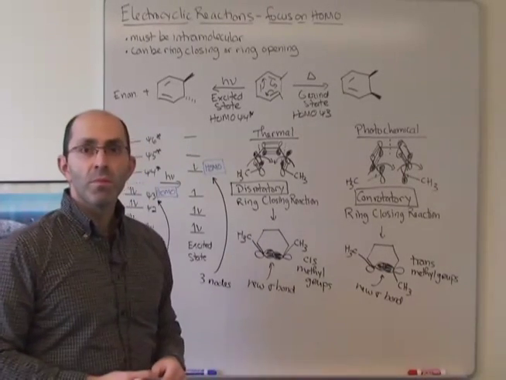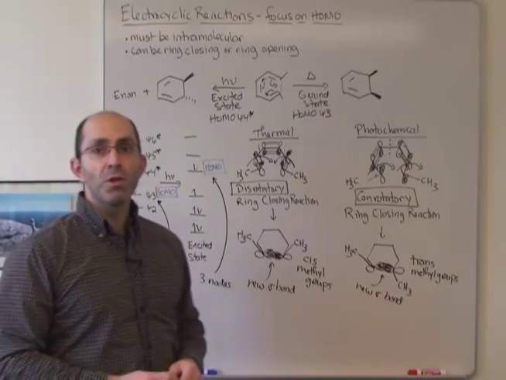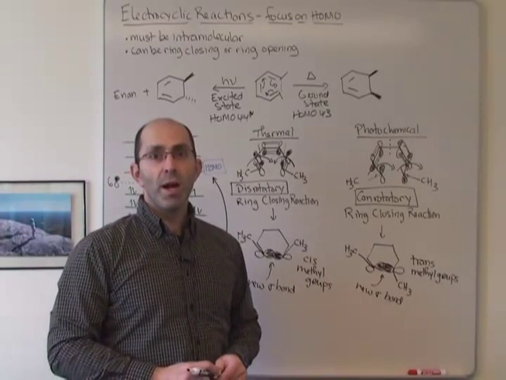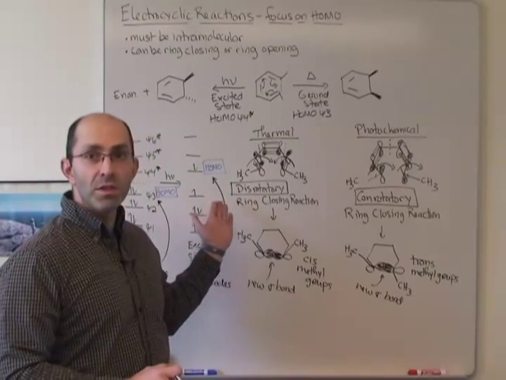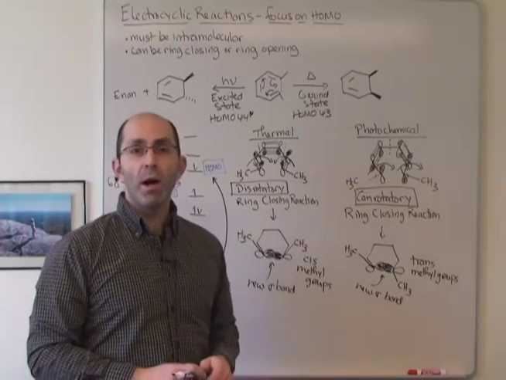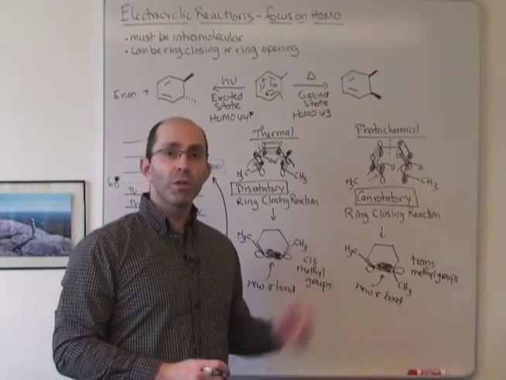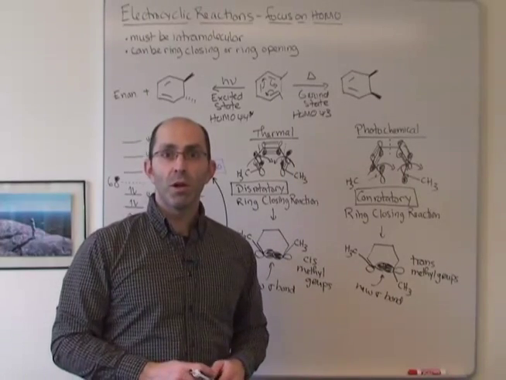Right? So this is the strategy we're going to use for looking at all electrocyclic reactions, whether they be 6 pi as in this case, or 4 pi or 8 pi and so on. All right? So hopefully this will help as you think about the problems you're working on for homework.